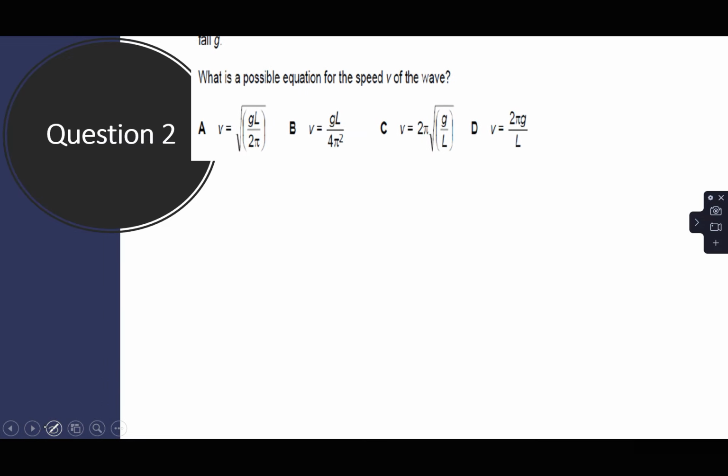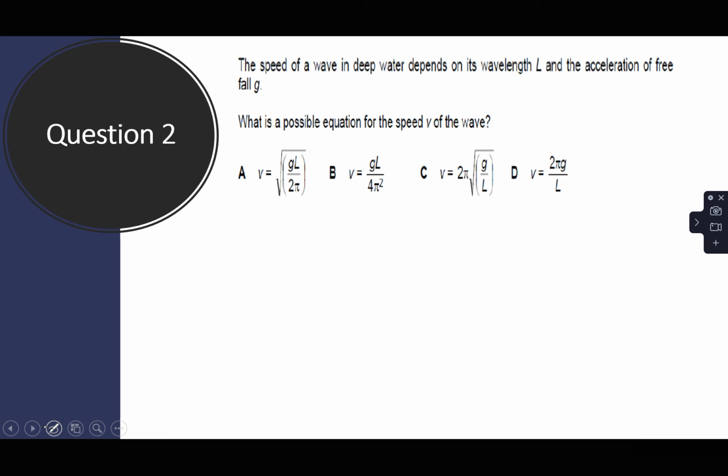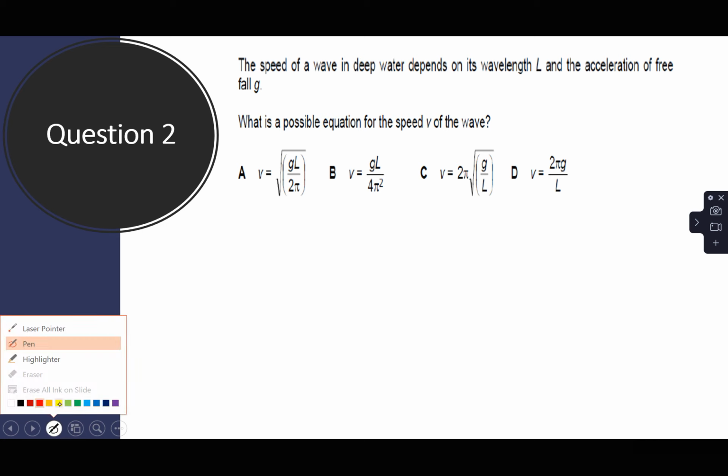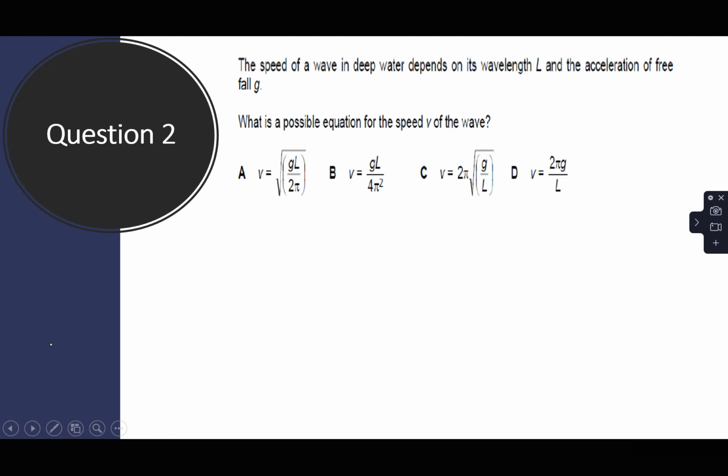Question number 2. The speed of a wave in deep water depends on its wavelength L. Now wavelength is a length. And the acceleration of free fall G.